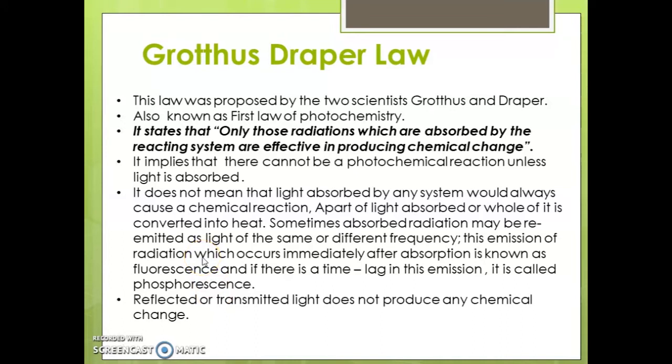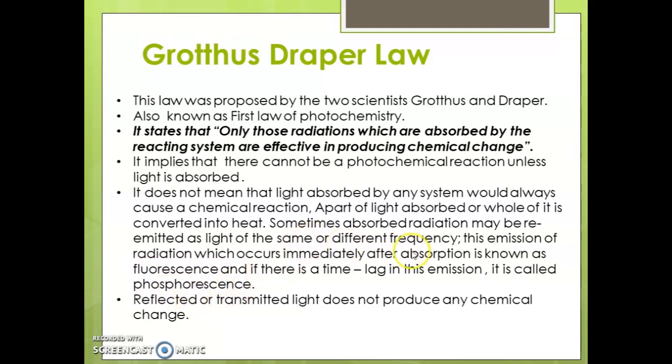I will explain this in the Jablonski diagram. Here, you just focus on the names, fluorescence and phosphorescence. You just study this definition here in the Grotthus Draper law. If there is a time lag in this re-emission, that is, light absorbed is re-emitted as light of the same or different frequency after some time, that emission is known as phosphorescence.